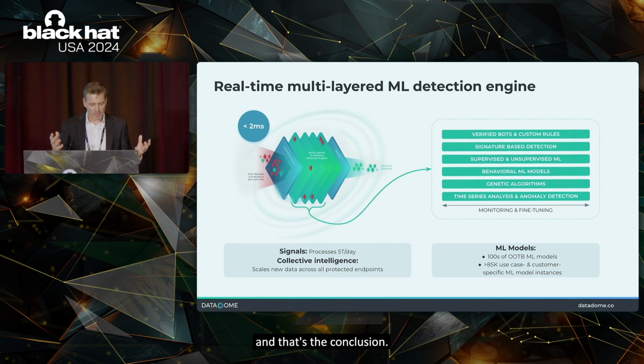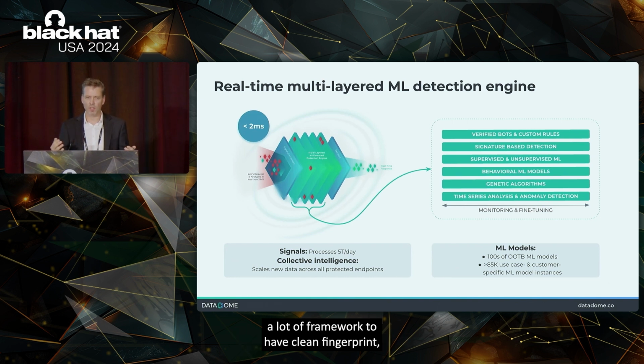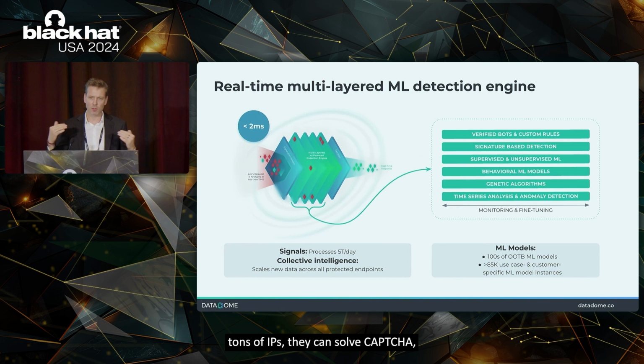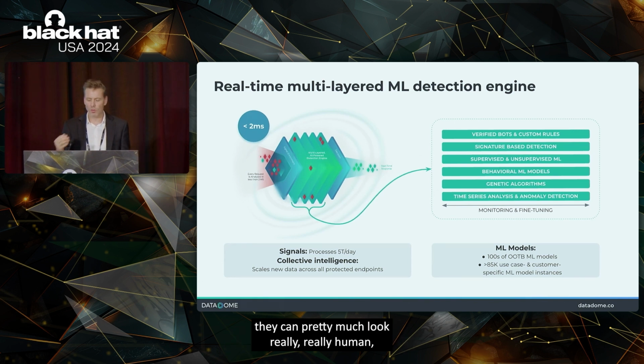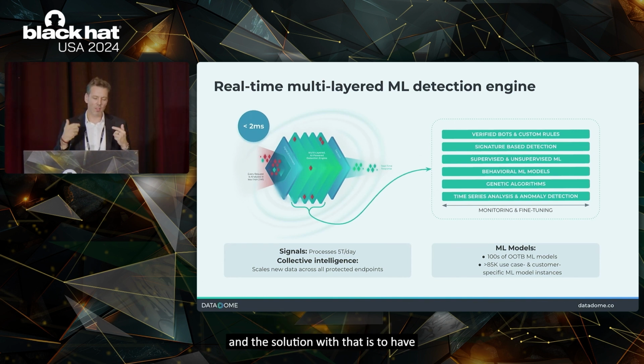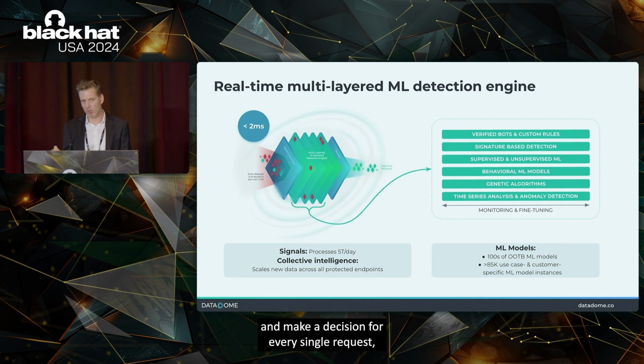And that's the conclusion. Bots today, they have access to a lot of tools, a lot of frameworks to have clean fingerprint, tons of IPs. They can solve CAPTCHA. They can pretty much look really, really human. And the solution with that is to have as many signals as you can, collect all the signals that you can, analyze them in real time, and make a decision for every single request, which is what we do at DataDome.